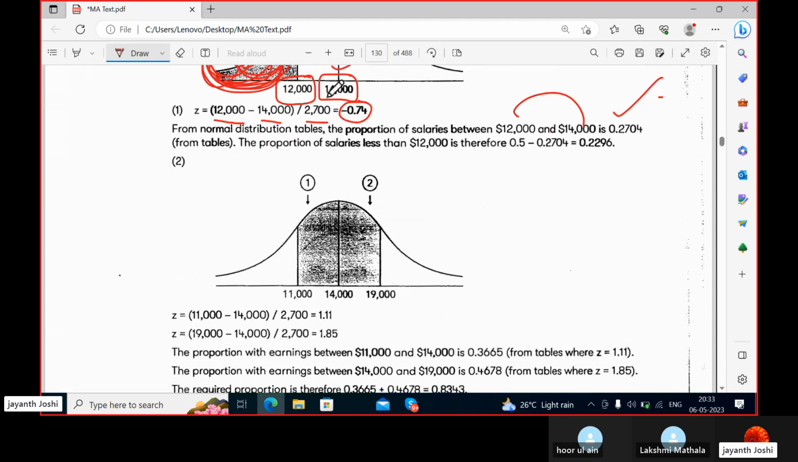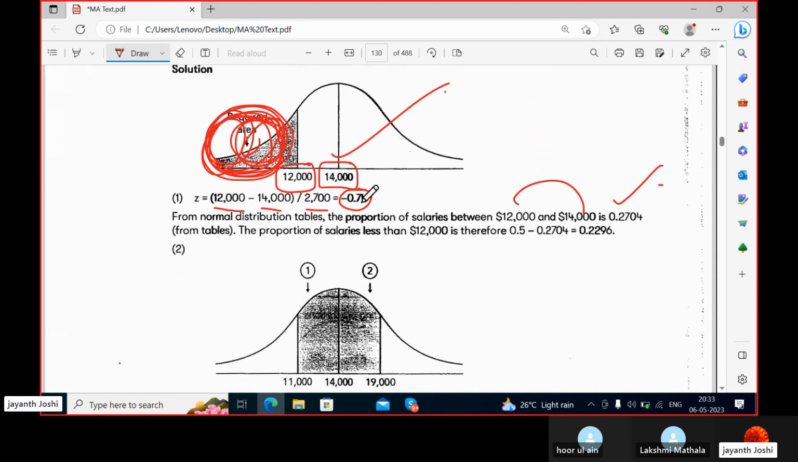So we got the probability for 0.74, and the value is 0.2704. The proportion of salary less than 12,000 is therefore 0.5 minus 0.2704. Why 0.5?